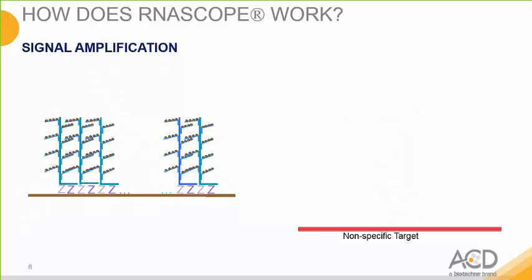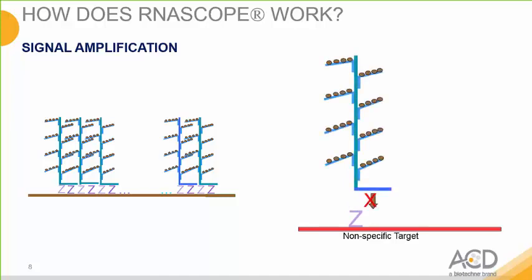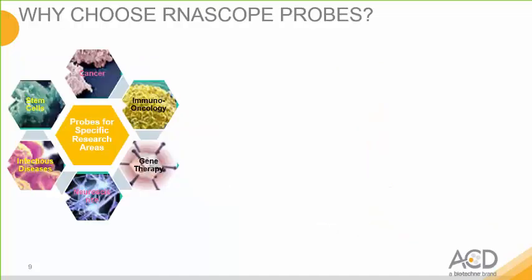What about non-specific binding? If a single Z binds to non-specific RNA, the pre-amplifiers cannot be stable on just the 14 bases of the upper region. So the non-specific binding that may occur does not get amplified. And that is how the double Z design prevents background noise and contributes to specificity. Based on this background technology, our RNAscope probes are suited to a wide variety of research applications, such as cancer, neuroscience, and infectious diseases, to name a few.